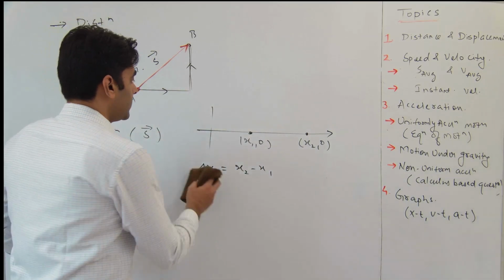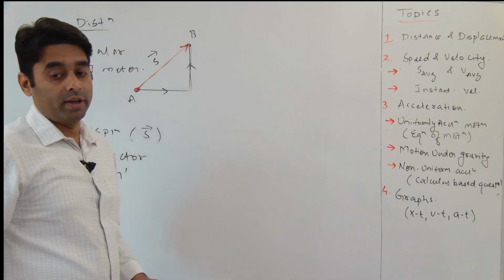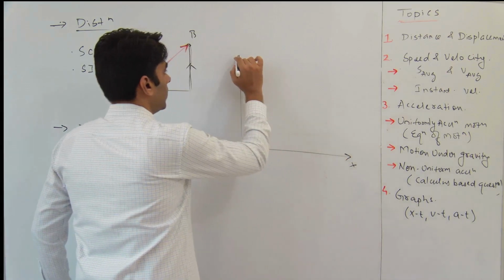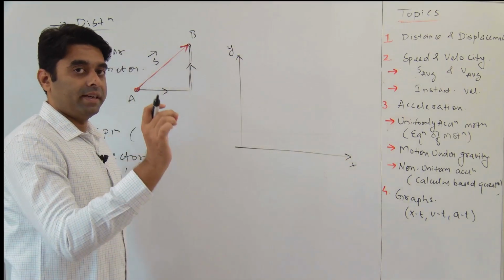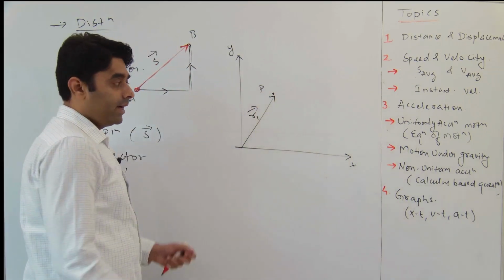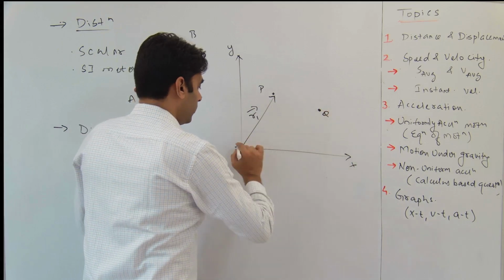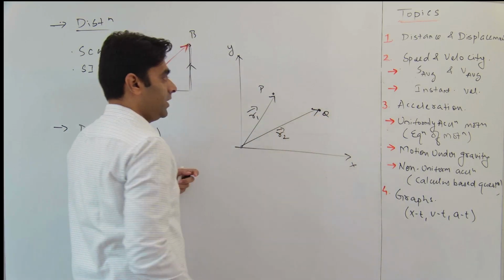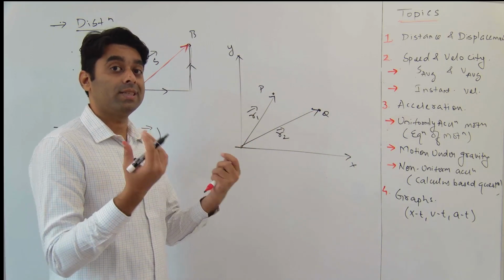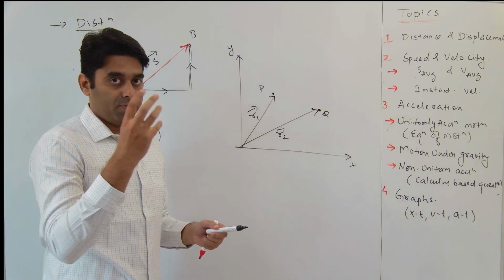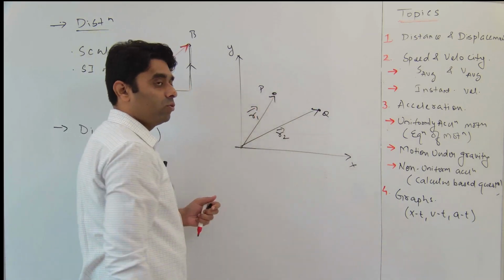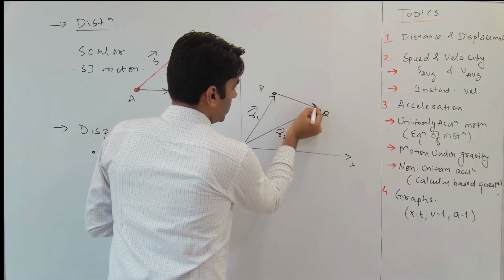If we have to write displacement vectorially, let's say that a particle is present at a point P which has a position vector of r1, and later on it moves to a point Q which has a position vector of r2. What path it has taken, we are not focusing on right now, because displacement is all about the initial and final position. So the particle is initially at point P and finally moves to point Q. Then displacement is the shortest distance between the initial and final position.